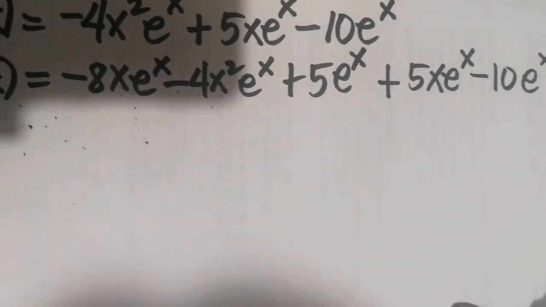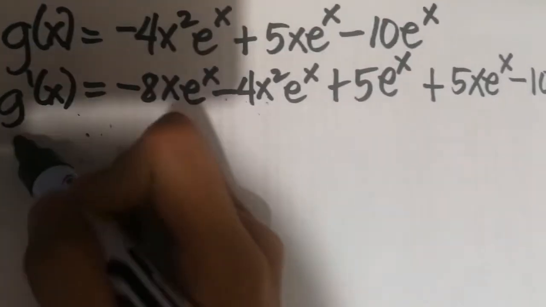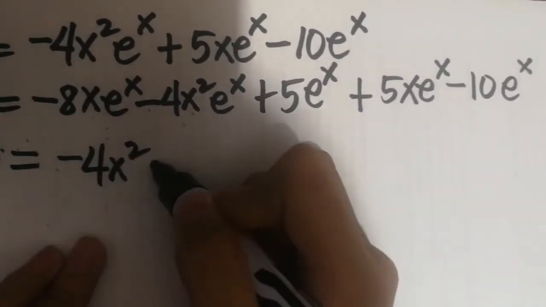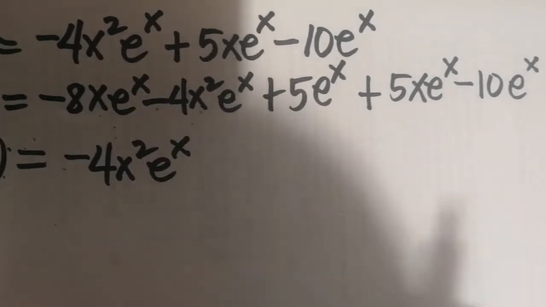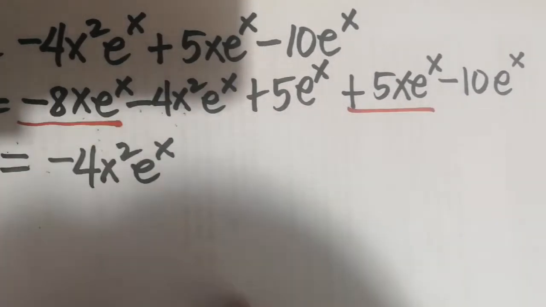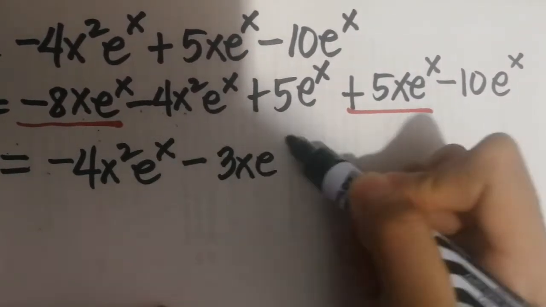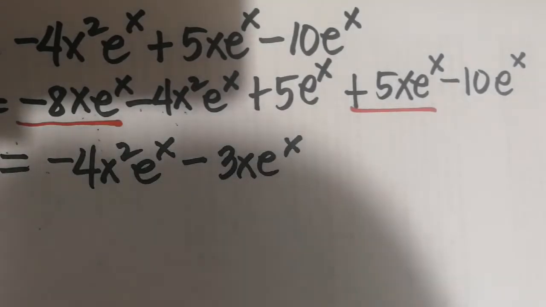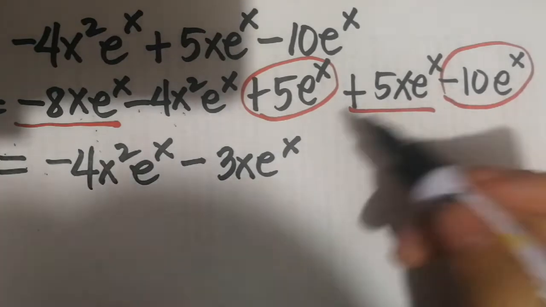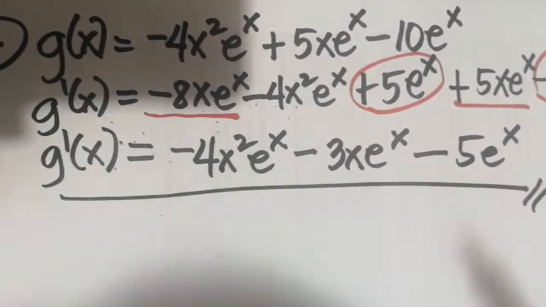Okay, next we have to combine like terms. Okay, so we'll start with the highest degree. So we have g prime of x is equal to negative 4x squared e raised to x power. Then combine these two terms, negative 8x e raised to x power plus 5x e raised to x power. So it will give you negative 3x e raised to x. Next is 5 e raised to x minus 10 e raised to x. So we have minus 5 e raised to x power. So this is the derivative of given number 2.